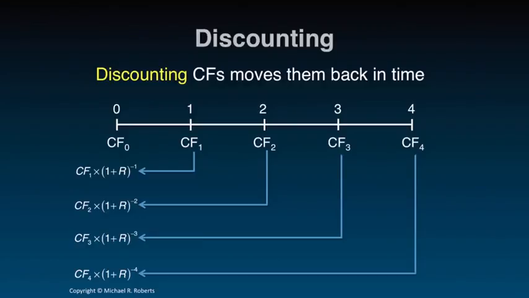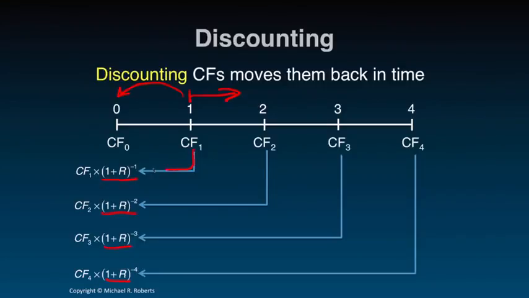And so here's my timeline that we started out with. I'm simply illustrating that if I want to convert all of these cash flows from period 1 forward into time 0 units, what I do is apply my discount factor to each one.